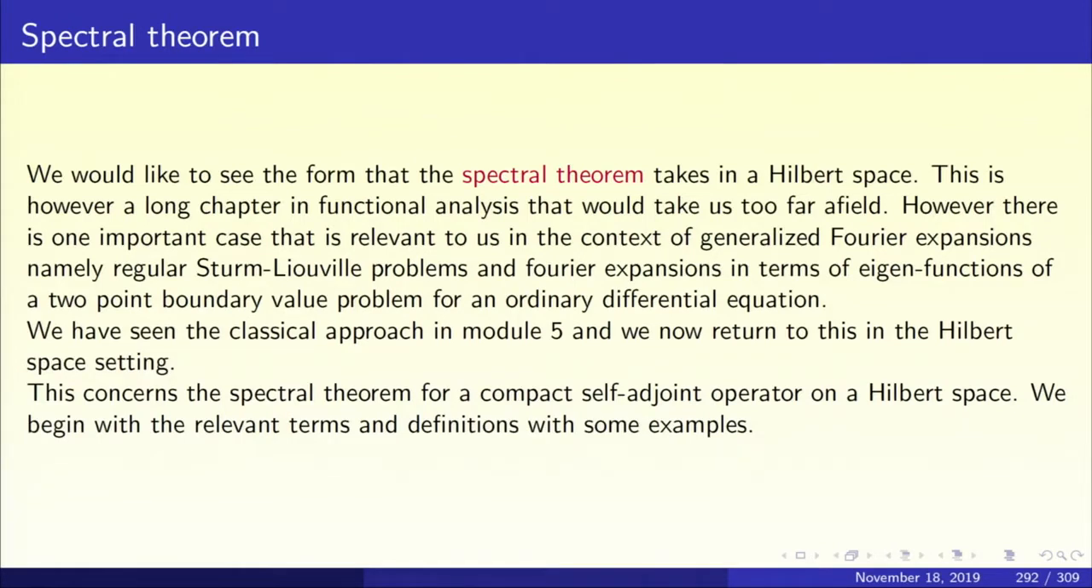What kind of operators are we going to look at? We are going to look at self-adjoint compact operators on a Hilbert space. So I must define these terms. I must define what is a compact operator. I must define what is a self-adjoint operator. Where do these things come from? Why should we study the spectral theorem for a compact self-adjoint operator on a Hilbert space?